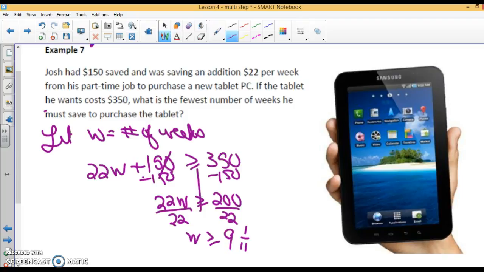Now, we need to answer the question, how many weeks does he need to save? Well, W is greater than or equal to 9 and 1/11. So 9 weeks is not going to work because we're not going to have 9 and 1/11. So 10 weeks at the minimum.